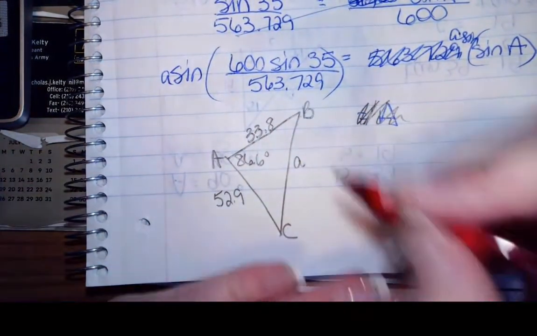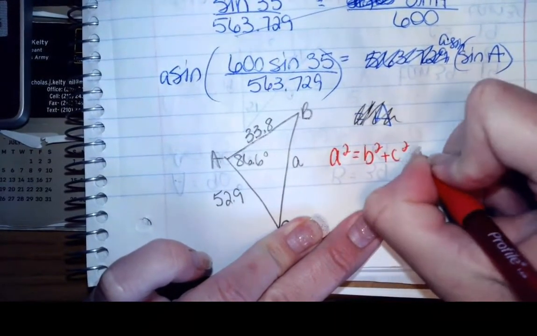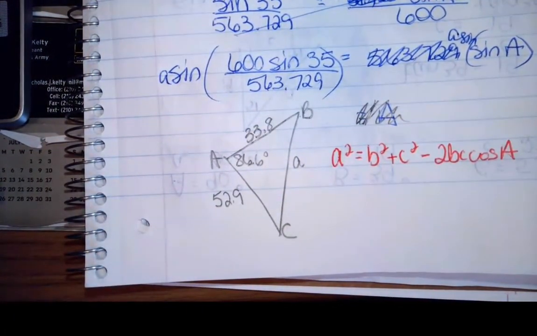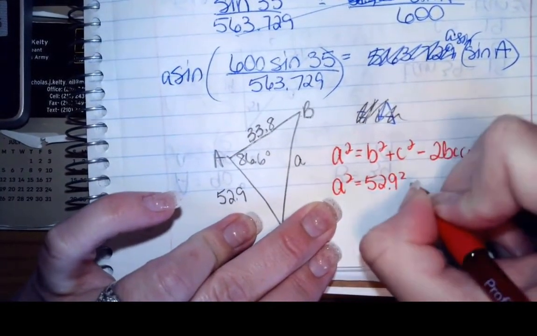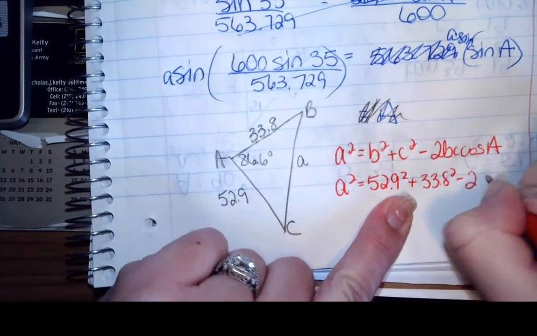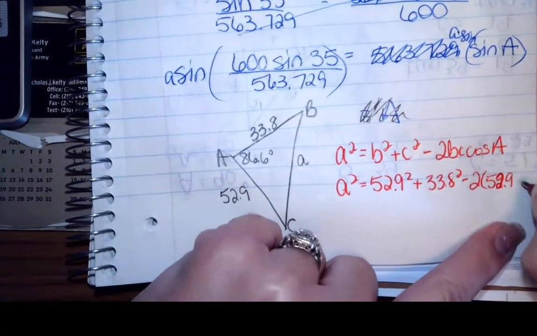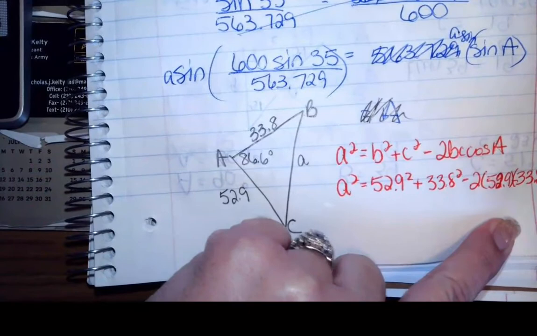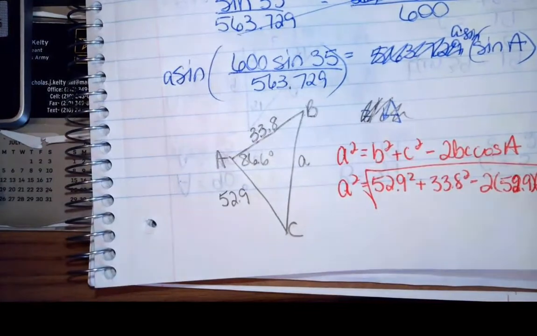So I've got little a squared is b squared plus c squared minus 2bc times the cosine of big A. So I've got a squared equals 52.9 squared plus 33.8 squared minus 2 times 52.9 times 33.8 times the cosine of 86.6. And we're going to take the square root.